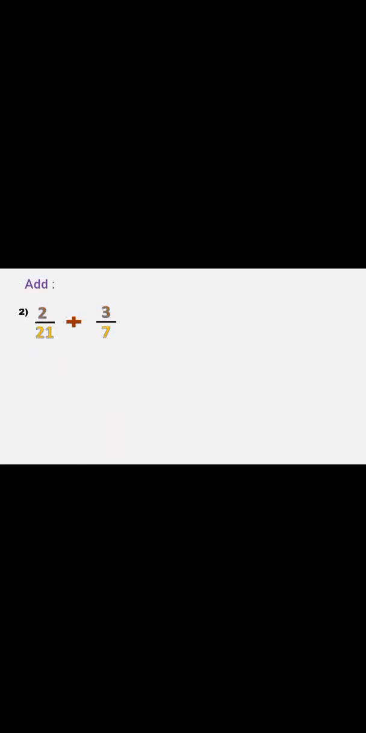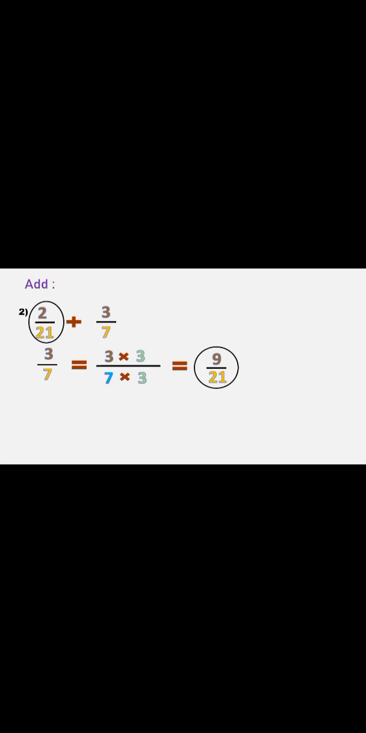Here, the second sum is 2 upon 21 plus 3 upon 7. Both are unlike fractions, but as you can see, 21 appears in the table of 7; the place is 3. So I am going to write 3 upon 7 and multiply the fraction 3 upon 7 with 3. Why with 3? Because 7 threes are 21. So what is 3 into 3? It's nothing but 9. And what is 7 into 3? It's 21.